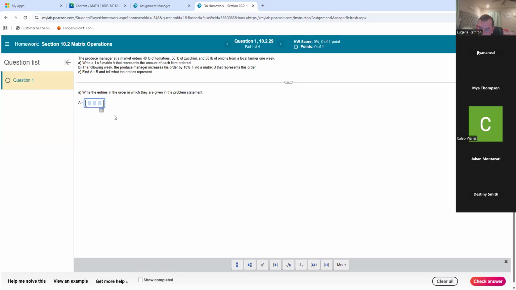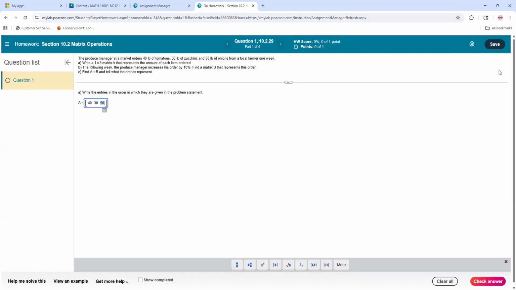And now you just got to put in your amounts. I had 40. I had 30. And then the last one had 50. So this is how much was ordered for that week. 40 pounds of tomatoes, 30 pounds of zucchini, 50 pounds of onions. So y'all, at that point, we're going to check our answer.